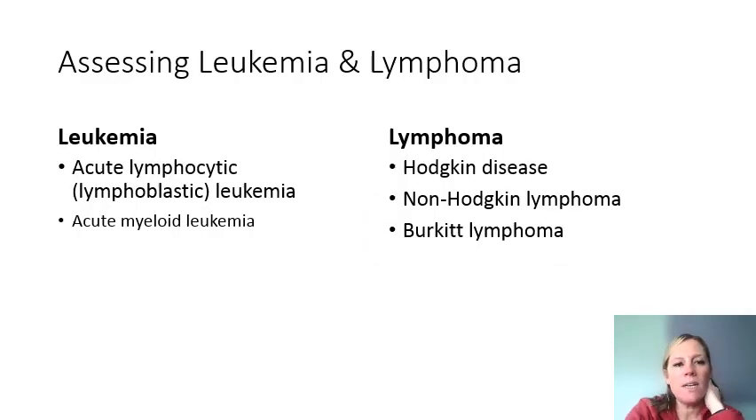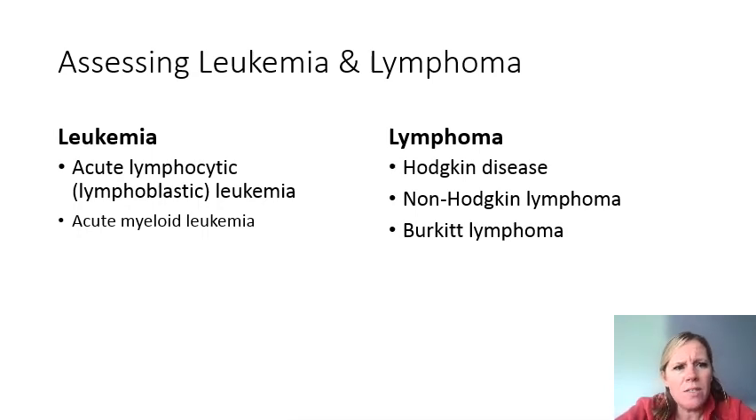All right, so let's take a look at leukemia and lymphoma, the cancers within the blood. The Leukemia and Lymphoma Society, the LLS. These kind of go hand in hand, but they are different. So let's start with the leukemia. Your acute lymphocytic or lymphoblastic leukemia is your ALLs. You'll commonly hear us refer to these as ALLs or AMLs, which is your acute myeloid leukemia.